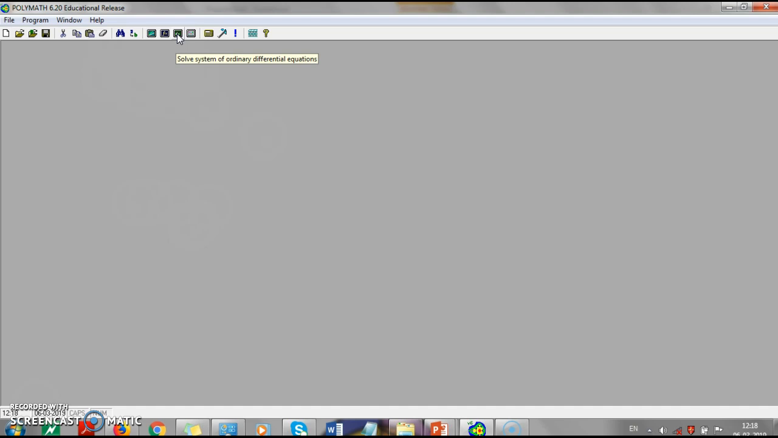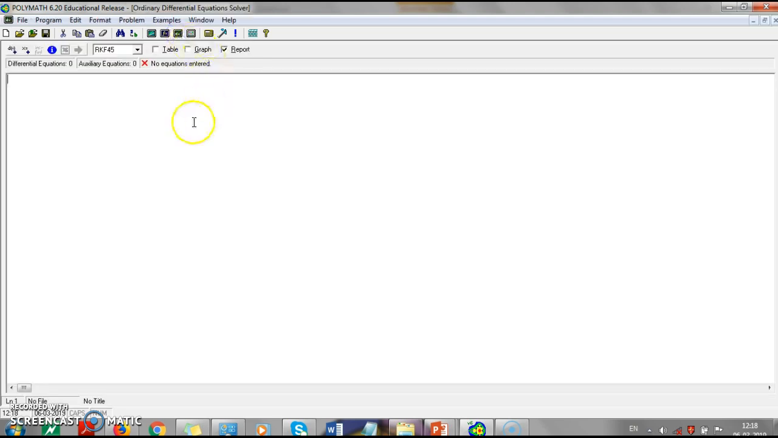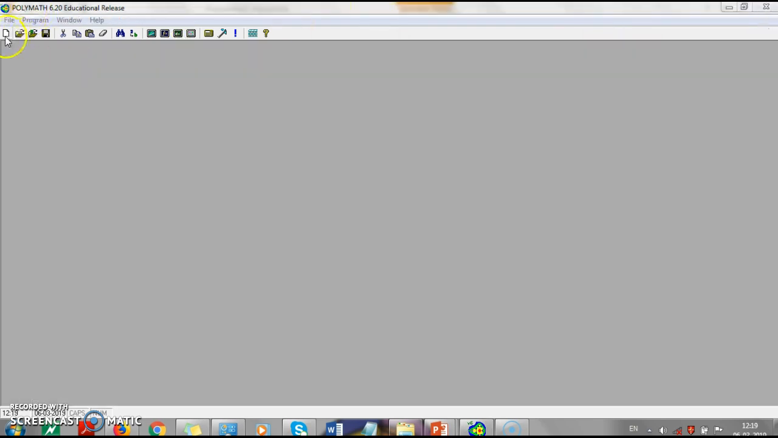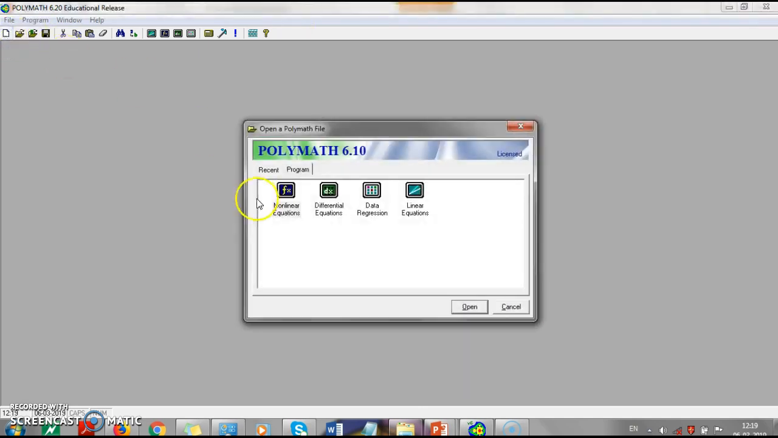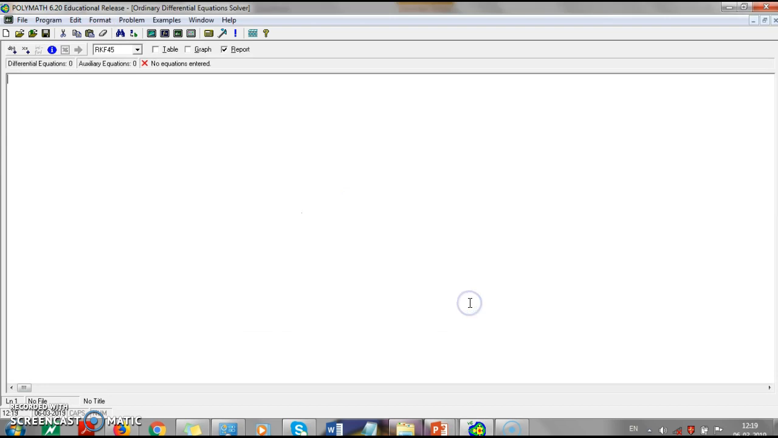need to click on either this icon and we directly get this window, or we may go for a blank file and select differential equation open, and we get this. So this is the window for solving ordinary differential equations.